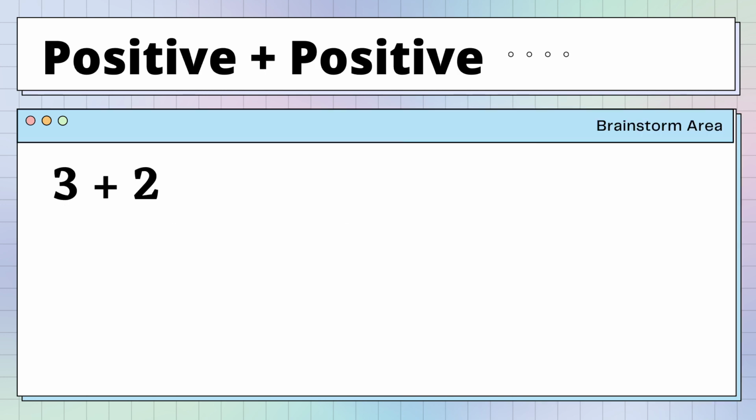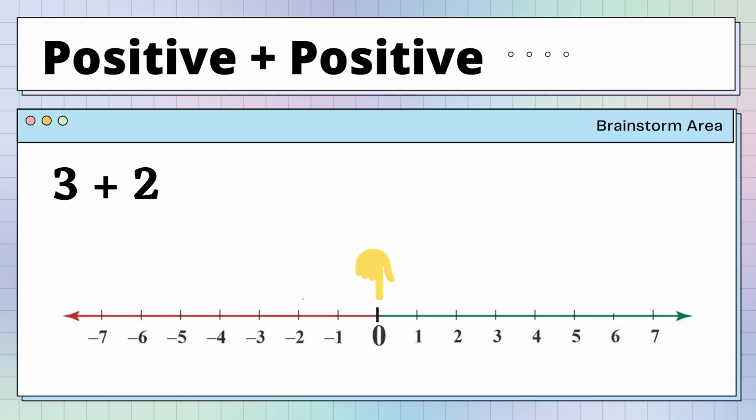The first one is adding two positive numbers. An example here is 3 plus 2. Using a number line, we can easily solve this problem. Since 3 is a positive number, you will count 3 on the right side of 0. And since 2 is also a positive number, you will count 2 from the right side of 3, which will give you the answer of positive 5.